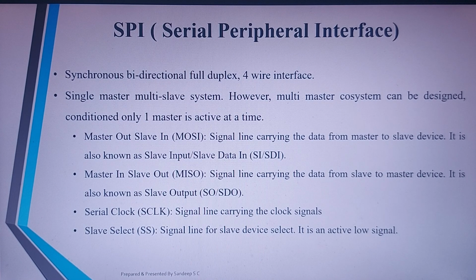If there is only one select line for the slave, then only 2 slaves can be connected. And if there are 2 slave select lines, then we can have up to 4 slaves interfaced. Similarly, the number of slaves which can be interfaced depends on 2 to the power n, where n is the number of select lines, that is slave select lines.